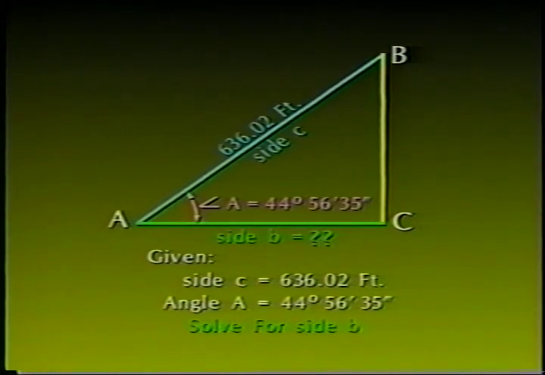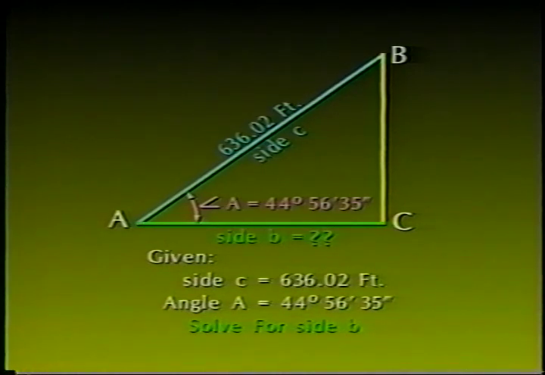Given side C equals 636.02 feet and angle A equals 44 degrees, 56 minutes, and 35 seconds, solve this triangle for side B. After looking this sketch over, I decided to leave the selection of a best equation to use for you. One more time, if you want to, pause the tape and solve this example. When you have your answer, resume the tape and we can compare our notes. I use side B equals side C times cosine A.